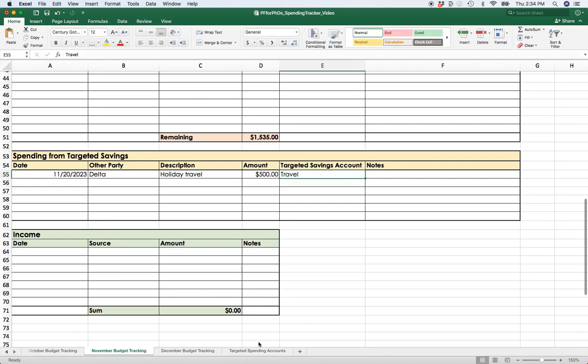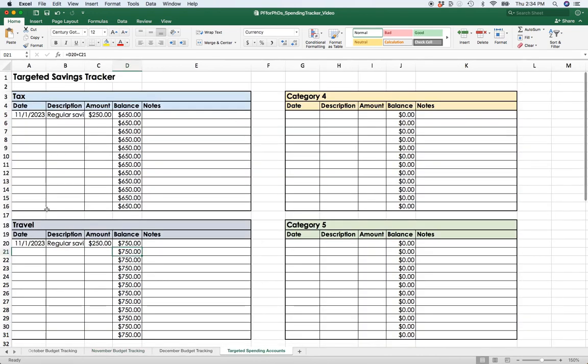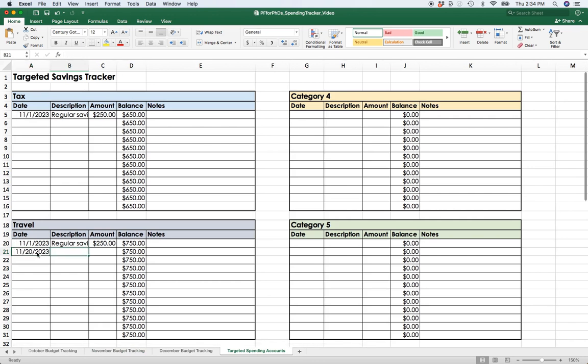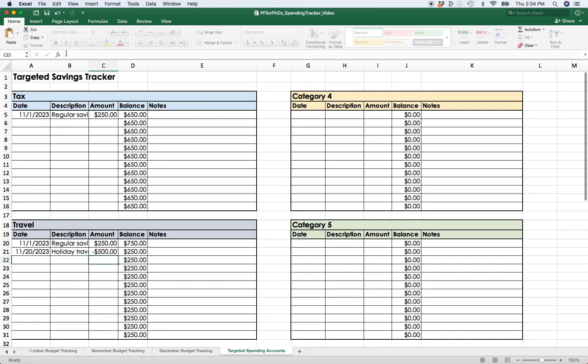So we've been recording the amount of money that goes into these accounts, but we also need to record the amount of money that comes out. So again, on the 20th, you bought a flight for $500. We have to put in a negative number here because it's an expenditure. And so you can see the balance of this account is down to $250.